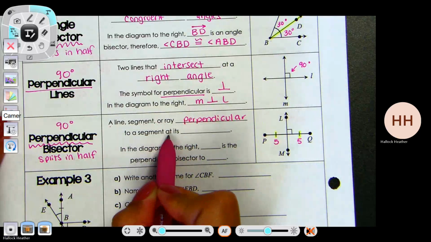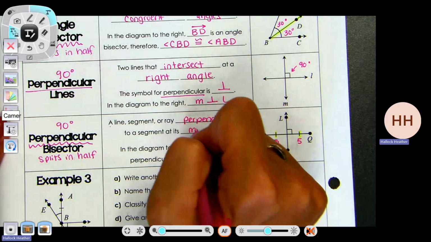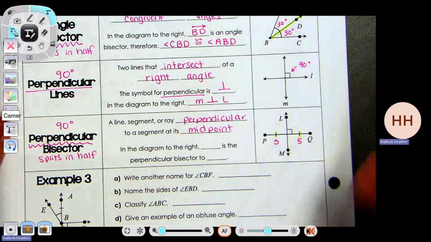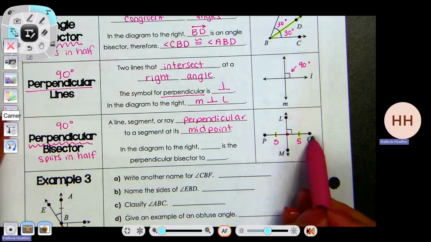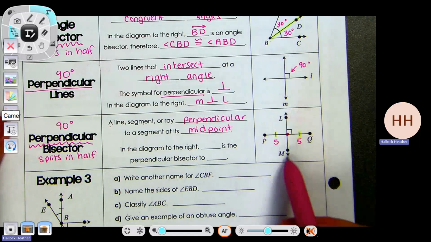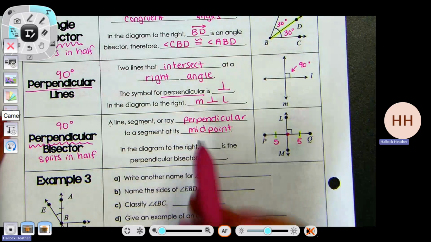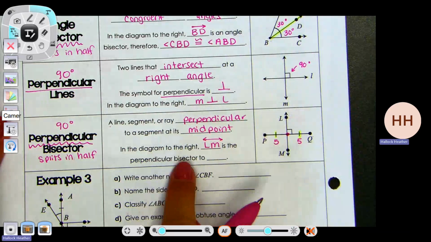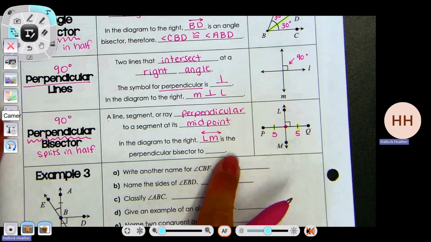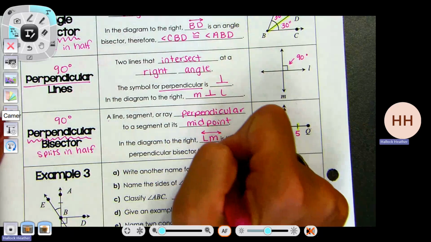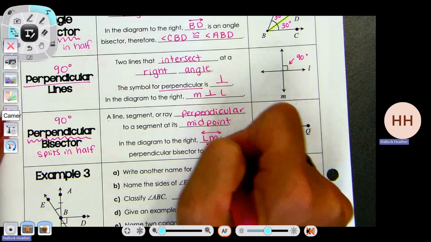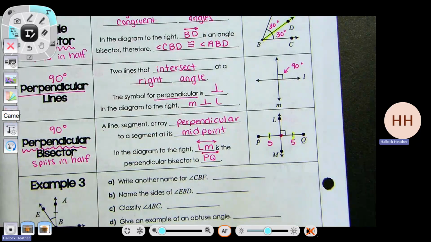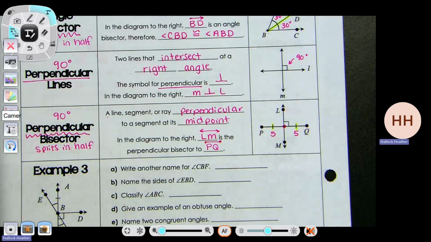Okay, so a line, segment, or ray perpendicular to a segment creates technically its midpoint. So it's in the middle. So if I take PQ and I split it in half, that is my midpoint. So it's perpendicular and it's going through the midpoint. In the diagram to the right, technically LM, which is a line, is the perpendicular bisector to what segment? What is LM cutting in half? PQ, which is not technically a line, it's a line segment. So you could put a little line with no arrows, because PQ stops, it's got endpoints, whereas LM has arrows, so it would continue forever.